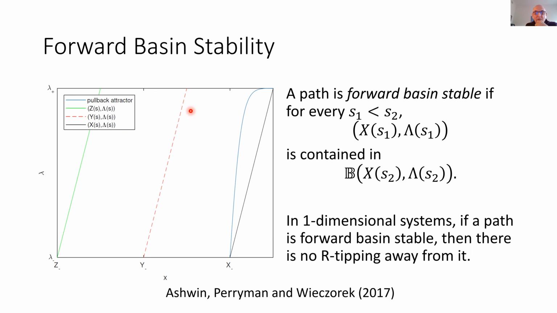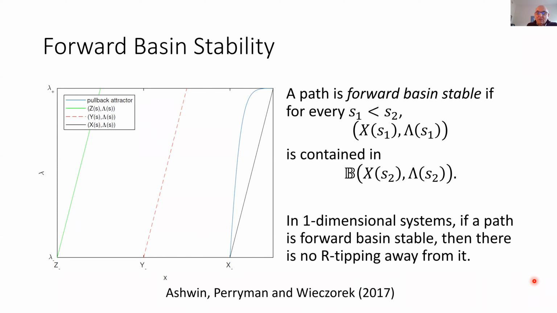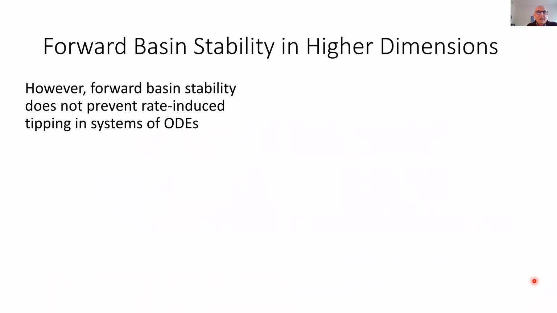So if this thing bends over enough, so I just go straight upwards from here and I end up in the basin of attraction over here, then I do get R tipping, right? So that's a necessary and sufficient condition, it turns out. This is only stated here about there being no R tipping, but you can prove that there is R tipping if forward basin stability is violated.